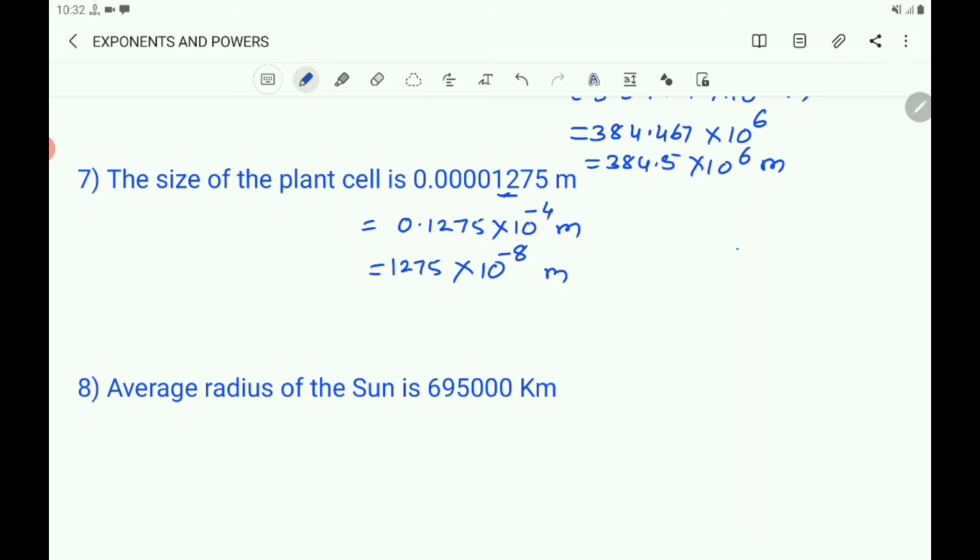1275 into 10 to the power of minus 8 meter, or otherwise you can write 12.75 into 10 to the power of minus 6, as the 7 and 5 are after the decimal point. That also you can write. That is depending upon the number of digits moving towards the left side, that is towards the integral part. So here you count 1, 2, 3, 4, 5, 6, 7, 8. So you have taken 10 power minus 8.